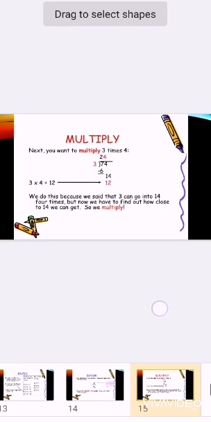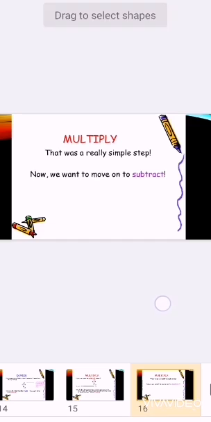We want to multiply 3 times 4. 3 times 4 is 12. We do this because we said that 3 can go into 14 4 times, but now we have to find out how close to 14 we can get. So we multiply. That was a really simple step. Now we want to move on to subtract.